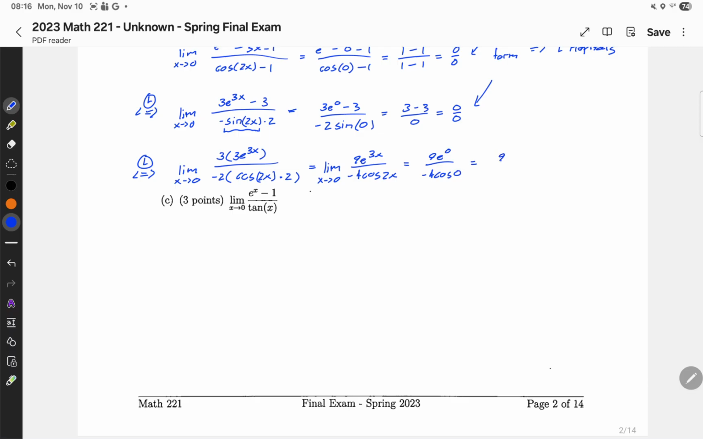E to the 0 is 1, so we just get 9 on the top. Cosine 0 is 1, so we just get minus 4 on the bottom. And actually, I'll just write out this last step, putting the minus up here. You definitely don't need to do this, but it looks prettier. All right, perfect.